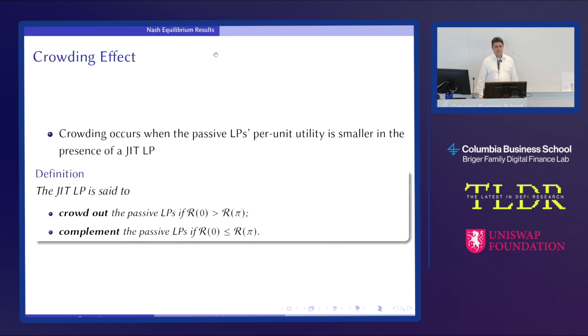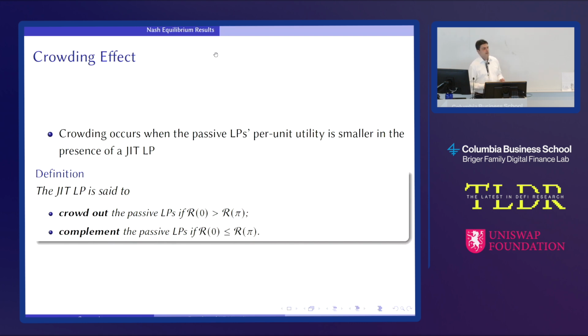So now we end up understanding a bit more how we can quantify the benefit of just-in-time liquidity providers from the point of view of the passive liquidity providers, or from the point of view of the entire ecosystem. To do that, we basically want to discuss two potential effects that can arise. One is what we call crowding, and the other is what we call complementing. In economics, crowding corresponds to substitutability, and complementing is basically complementarity. So we want to see whether the just-in-time liquidity providers are complementing the passive liquidity providers, or they are substituting them.